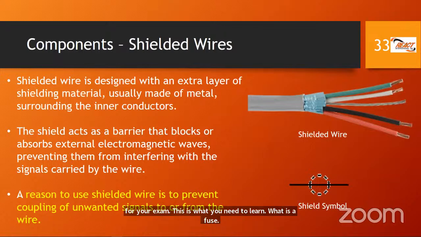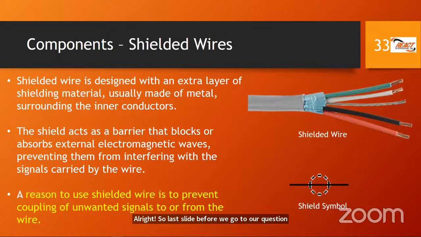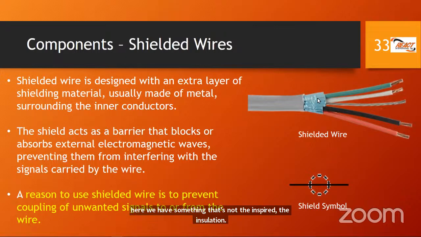All right. So last slide before we go to our question pool. We need to know about the concept of shielded wires. We probably are aware of what wires look like. This is an example of some wire. You have the actual metal, you have some insulation here, and then you might have some further insulation. But here we have something that's not quite the insulation. It looks metallic, and you'll be quite right. This may be aluminum foil.